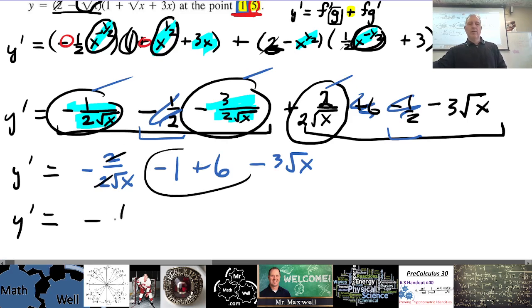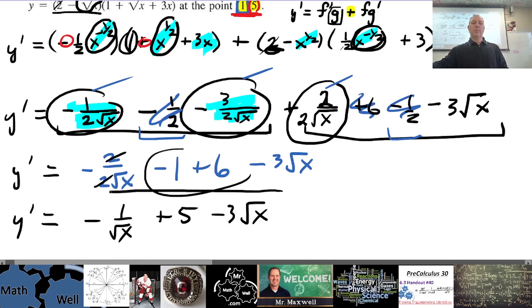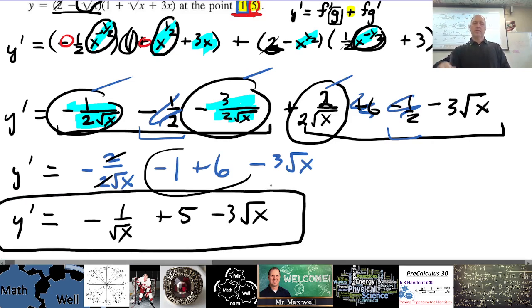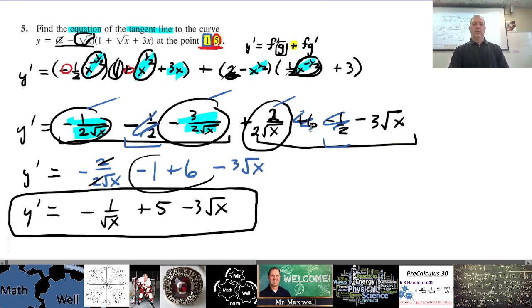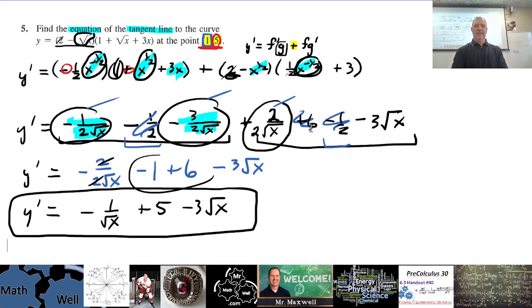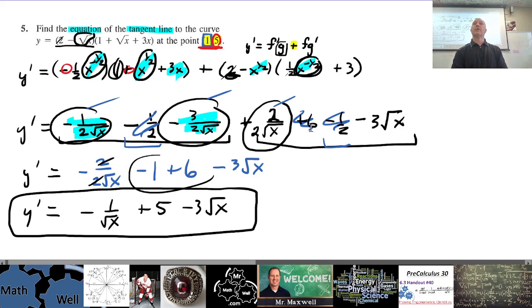So I have negative 1 over root x, plus 5, minus 3 root x. Those are all unlike terms. The order doesn't really matter too much. But that's how you would simplify that difficult one. That would be enough for you guys to do it just that far. Any other questions? All right. So that was number 5 with the bonus part of simplifying a derivative.